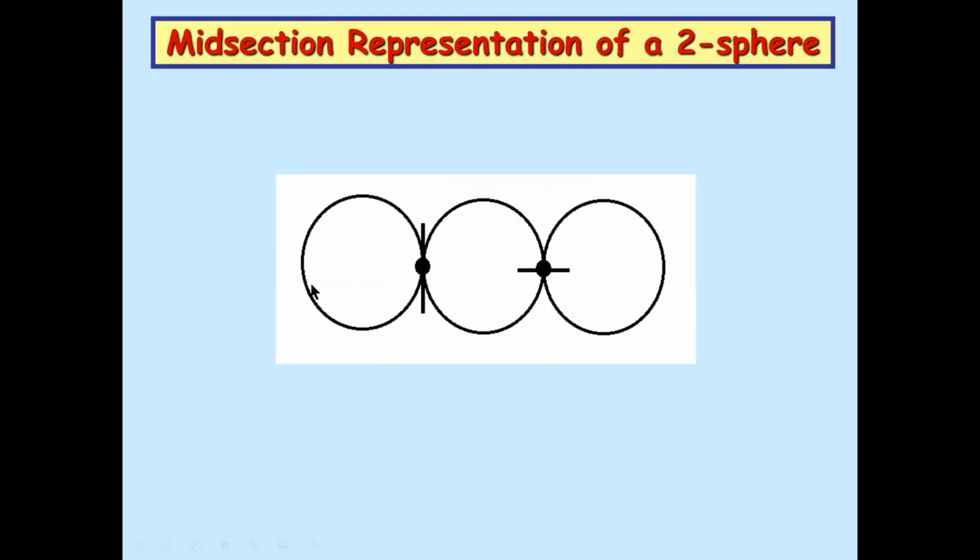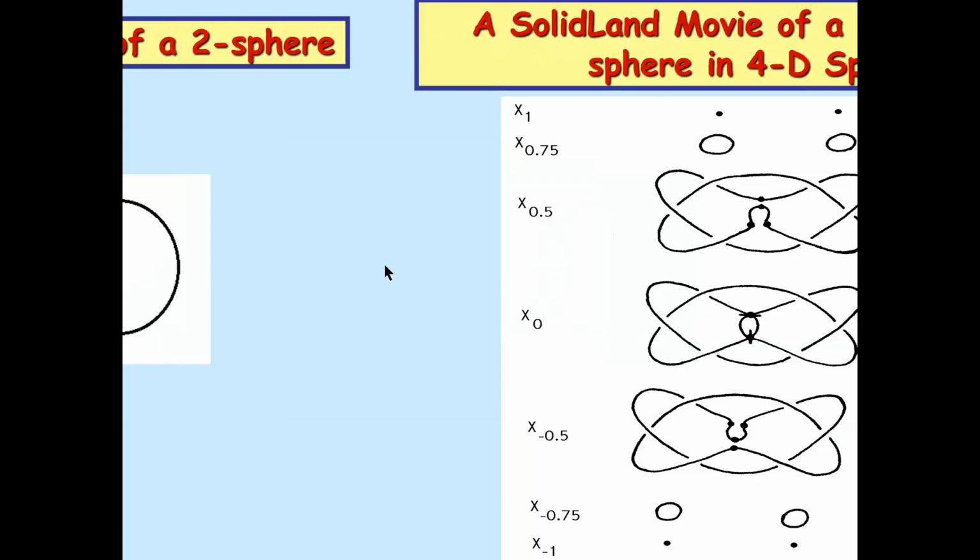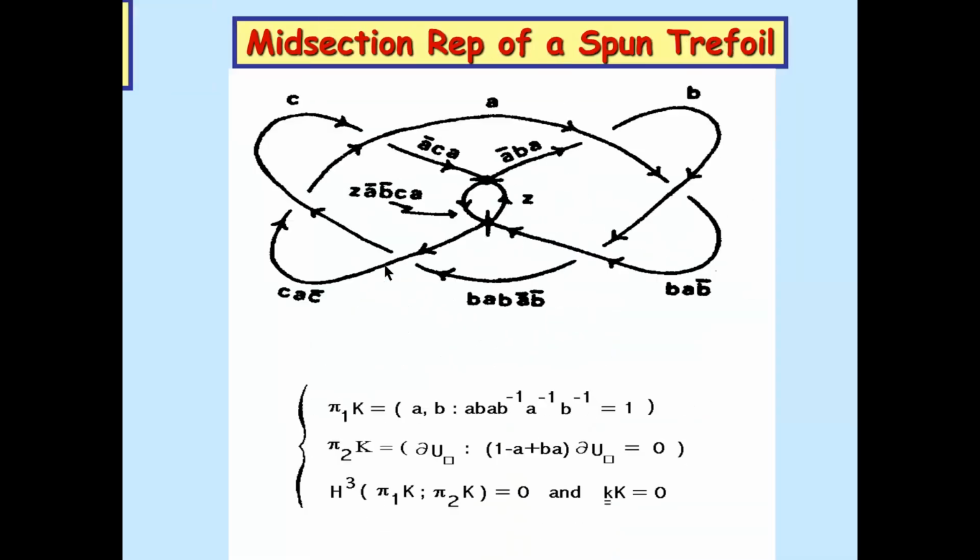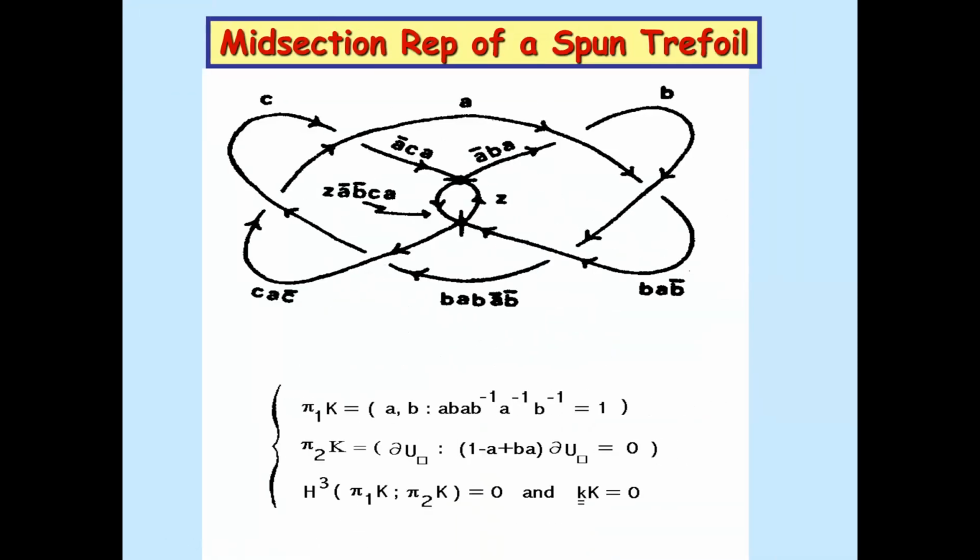So here, once again, is our distorted 2-sphere that is actually in 4 space. And if we go back to this, this is now a midsection view of our 2-sphere visitor, a knotted 2-sphere lying in 4 space.